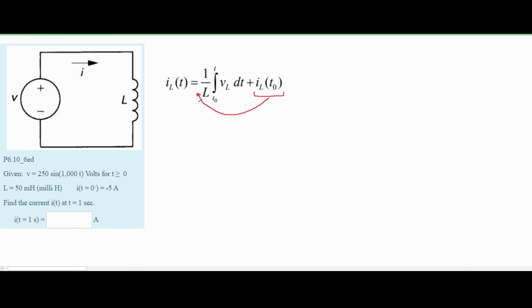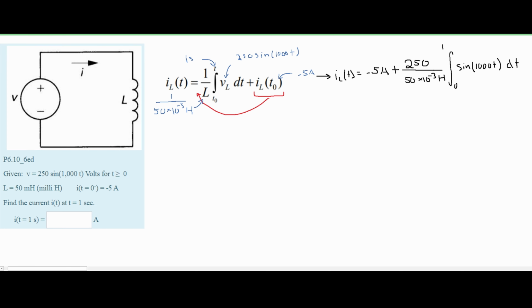We know for our L, we are going to be plugging in the 50 millihenries, or 50 times 10 to the negative cubed henries, and this is going to be over 1 because of our 1 here. We know our time, we want to find it at 1 second. For our V, we have 250 times sine 1000t. And then for our I of L at t equals 0, we have a negative 5 amps. This is what our equation is going to look like.